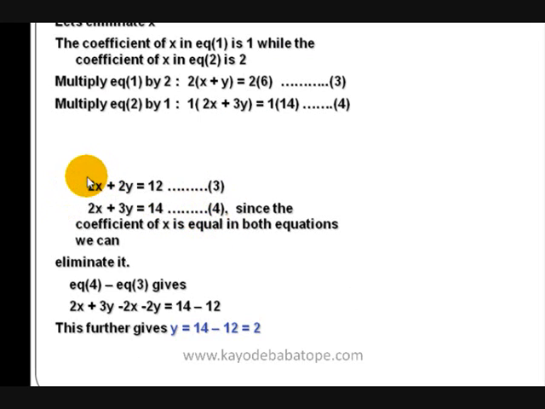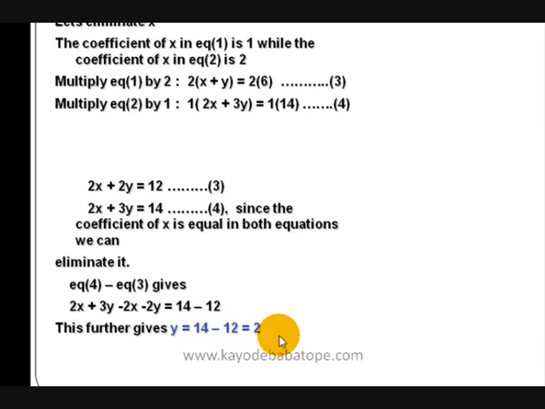Now you can see that the coefficient of x in equation 3 and the coefficient of x in equation 4 are equal. So now, if you subtract equation 3 from equation 4, x will disappear from the expression and you will have a linear equation only in one variable, y. I hope you understand that. Now, equation 4 minus equation 3 gives 2x plus 3y minus 2x minus 2y equals 14 minus 12. What does that give us? 2x minus 2x cancels out. We have 3y minus 2y. That gives us y equals 14 minus 12, and that gives us y equals 2.